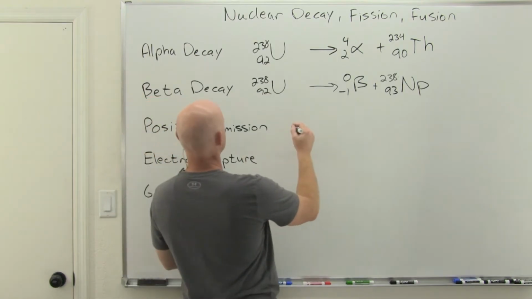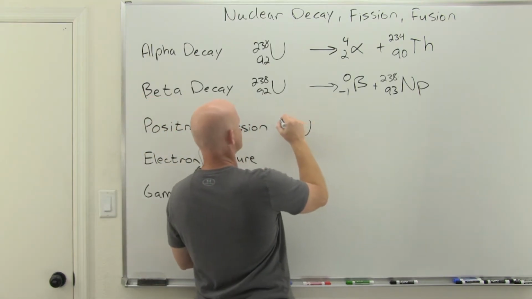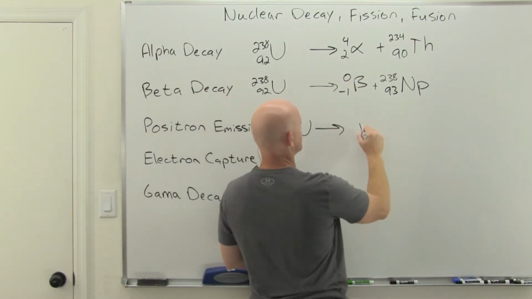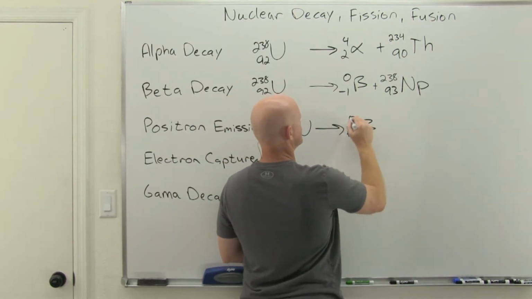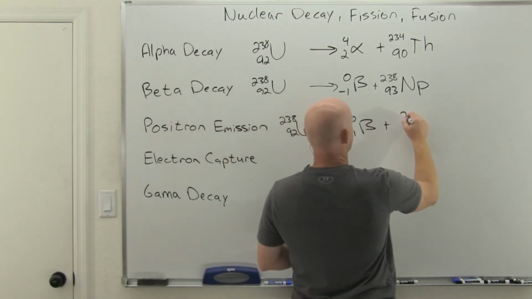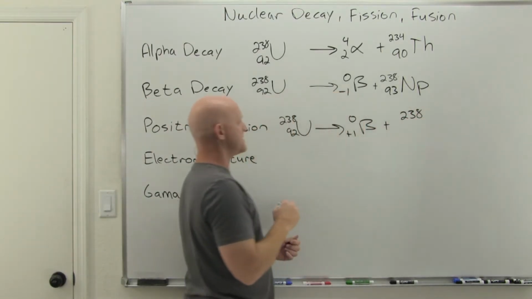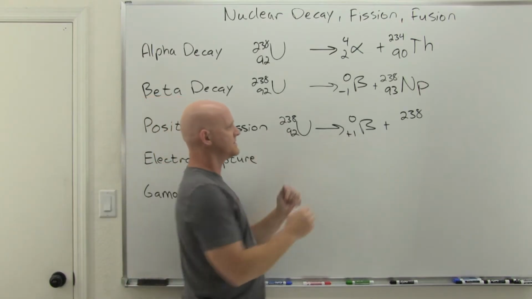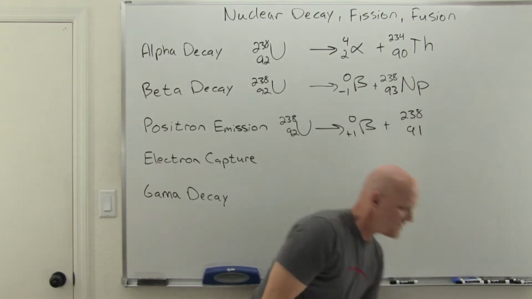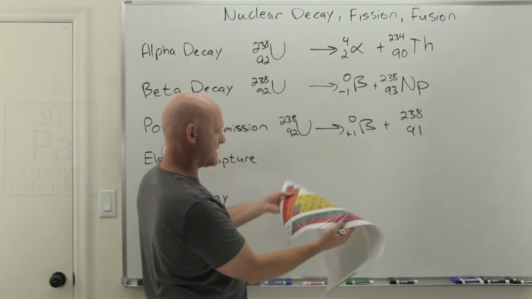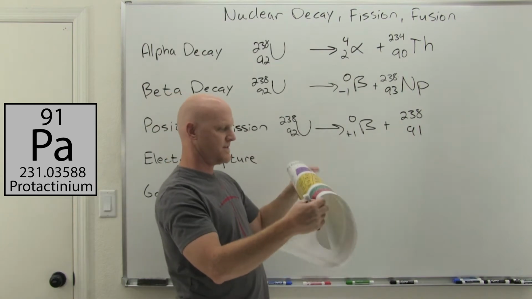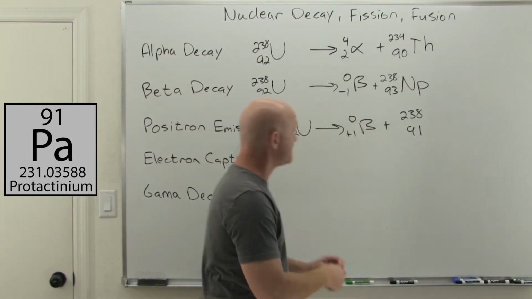So if we did positron emission for uranium-238, what would be the daughter nucleus? Well, in this case, we're giving off a positively charged electron. And so what do you got left? Well, again, it's still going to have a mass number of 238, but now it's just going to need an atomic number of 91. And we'll pull this guy out yet again. And if we look at atomic number 91 here, that is protactinium. And that is one that I remember very well.